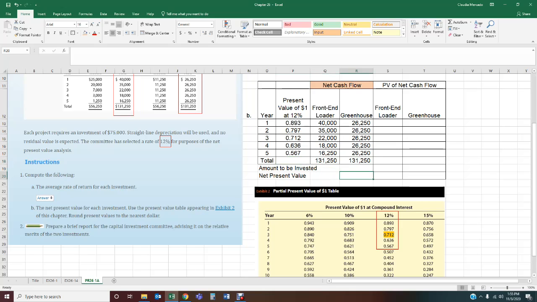Okay, once you do that, then you have to multiply your cash flow times your present value rate right there. Okay, so you're going to multiply the cash flow for each of the projects, for each of the years, times the present value rate for that year. Okay, and you're going to do that for every single year. Just make sure that you multiply it by the right rate. Okay, so you multiply the cash flow times the rate.